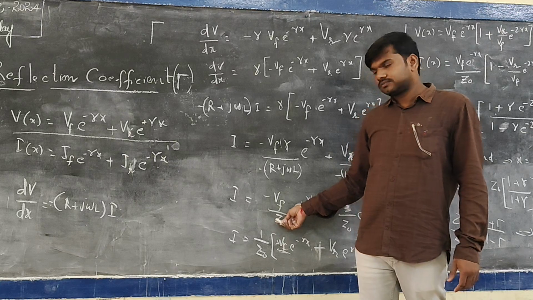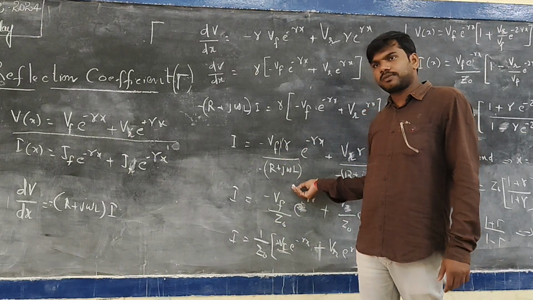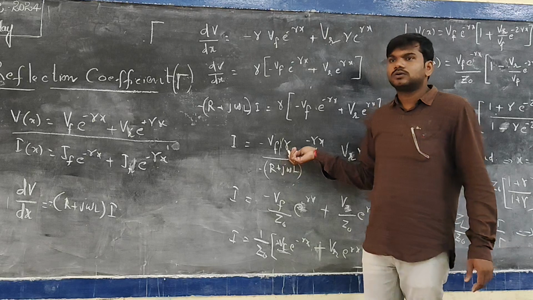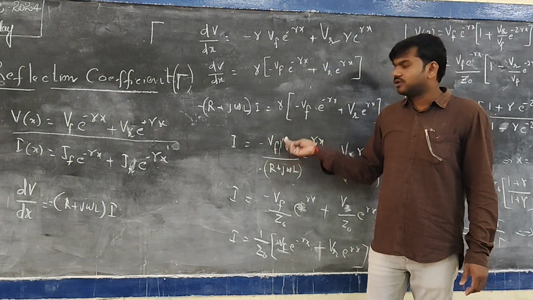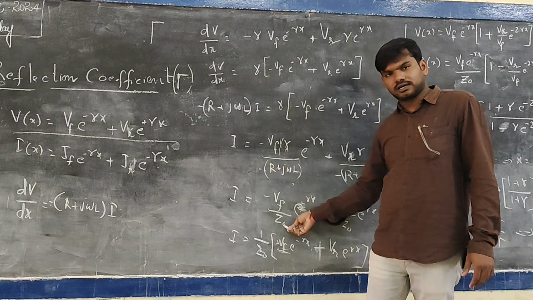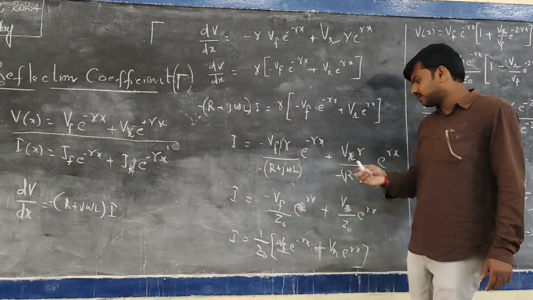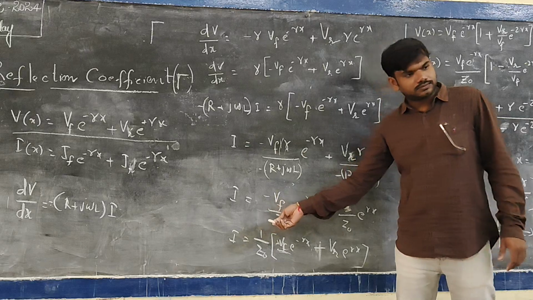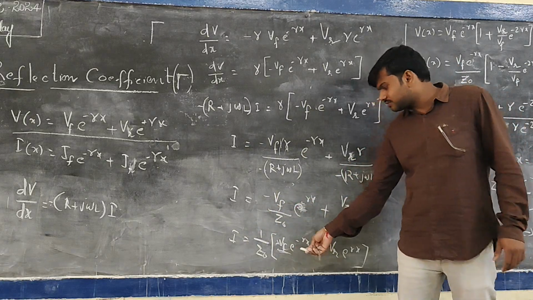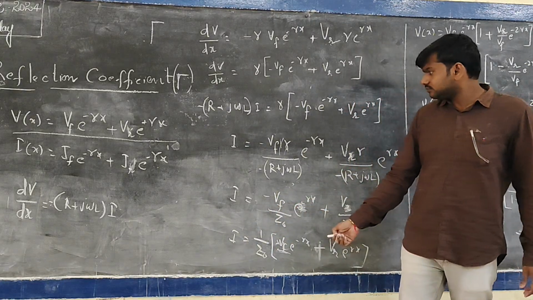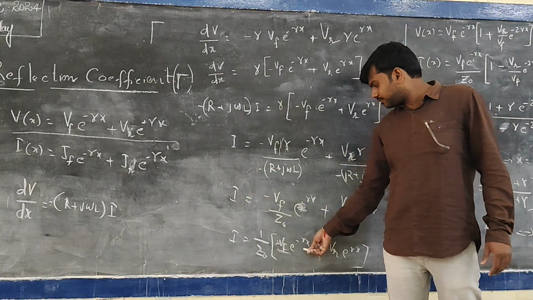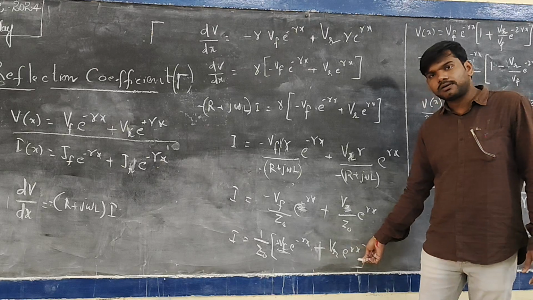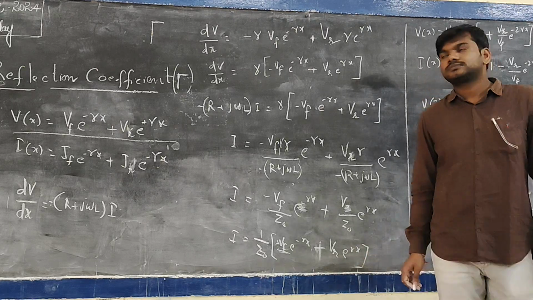If you take gamma by (R plus j omega L), what do you have to write here? Root of (R plus j omega L) into (G plus j omega C). If you cancel this out, it will become 1 by Z naught, 1 by the characteristic impedance. Can I take Z naught outside? Then it should be Vf into e to the power minus gamma x minus Vr into e to the power plus gamma x.